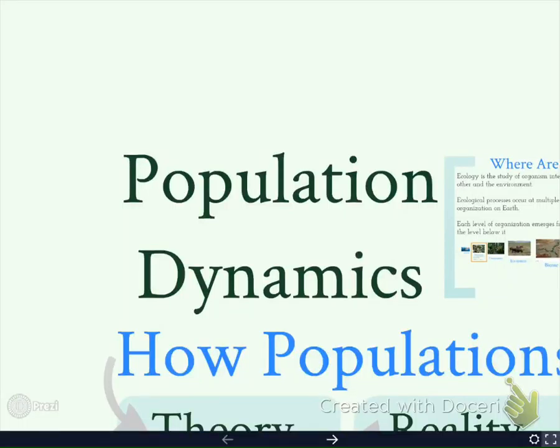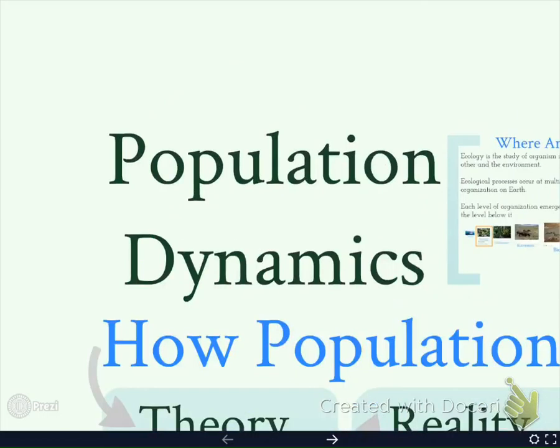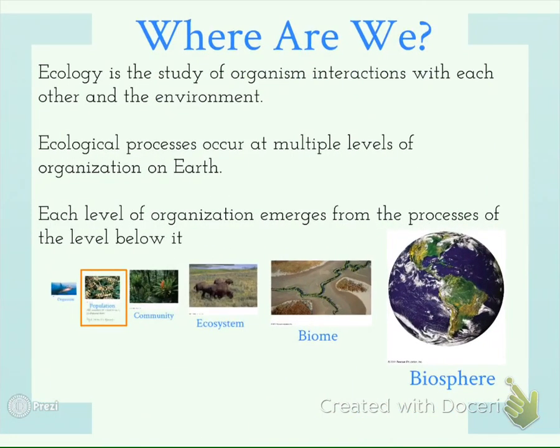So we're going to cover population dynamics very quickly. A lot of you probably know about population dynamics. This deals with ecology, the study of the earth and organisms and how those things interact. Where we are: ecology is the study of organism interactions with each other and the environment.